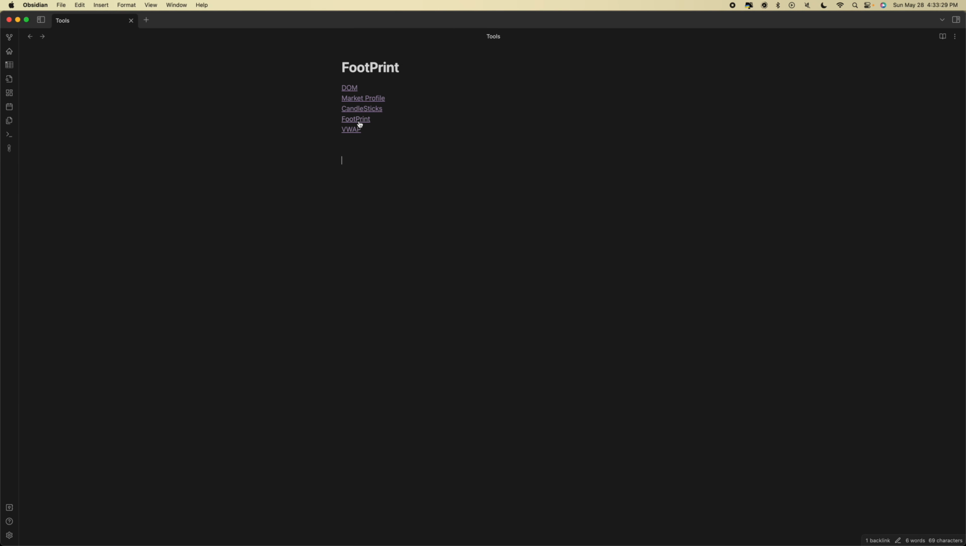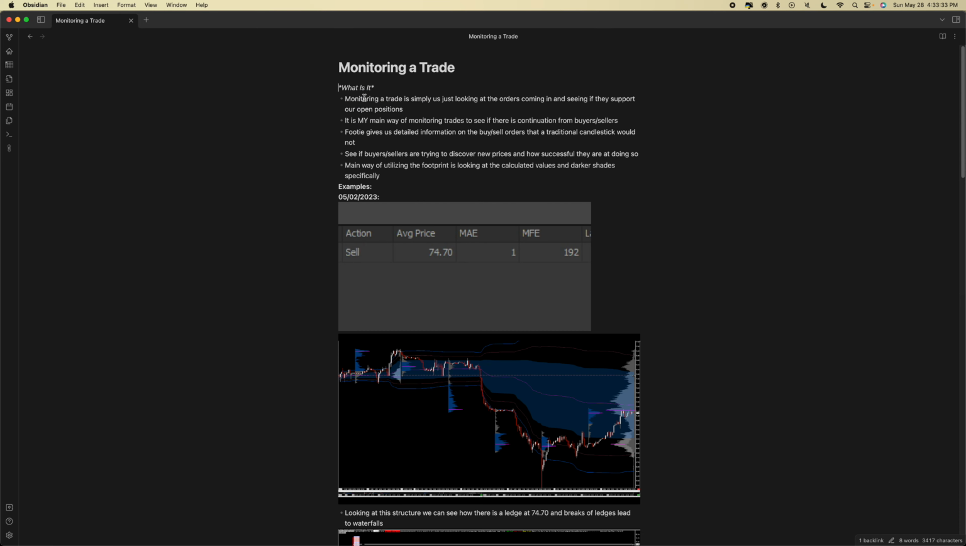Now that all that's out of the way, let's go ahead and talk about how to monitor a trade using the FootPrint. So what is it? Monitoring a trade is simply us looking at the orders coming in and seeing if they support our open positions. It is my main way of monitoring trades to see if there's continuation from buyers or sellers. The FootPrint gives us the detailed information on the buy/sell orders that a traditional candlestick would not. See if buyers or sellers are trying to discover new prices and how successful they are at doing so.